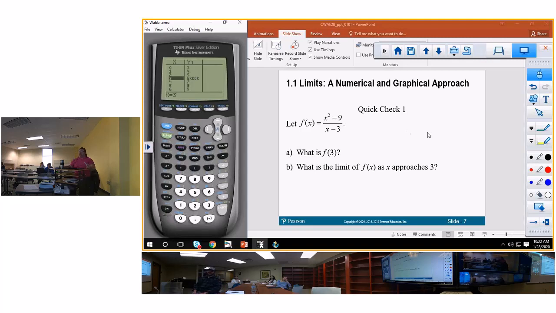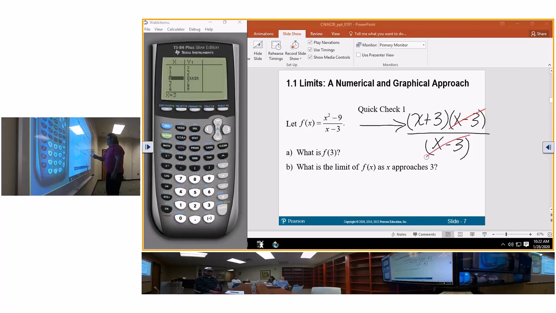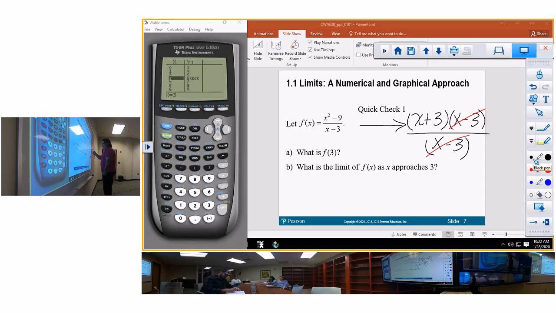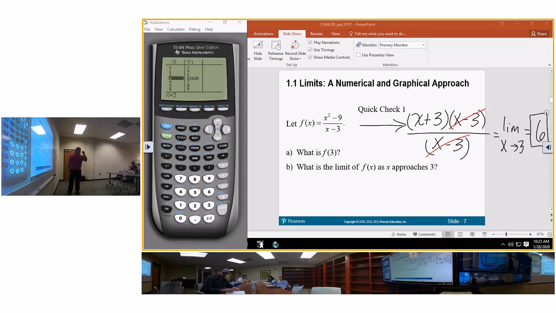What can you do here? We can actually take our handy-dandy algebra, and this is the kind of question you will see on the test. X plus 3, X minus 3, and then divide by X minus 3. And then what happens to the X minus 3's? Now, what happens when you do the limit as X approaches 3? You get 6.